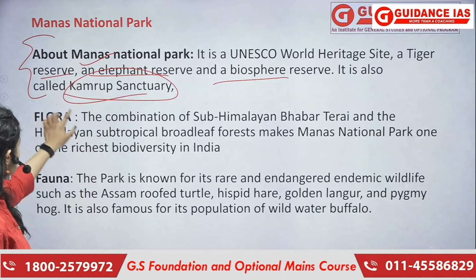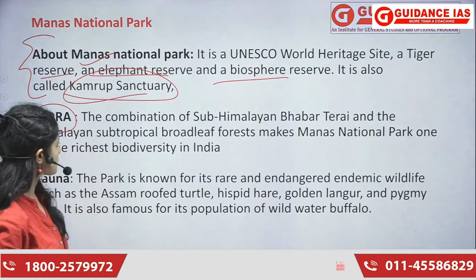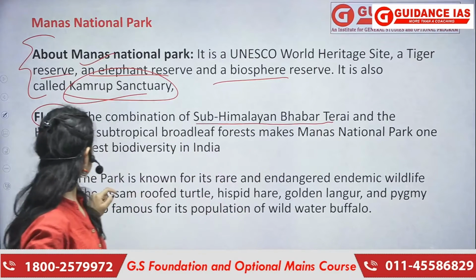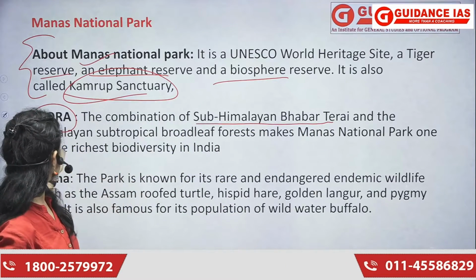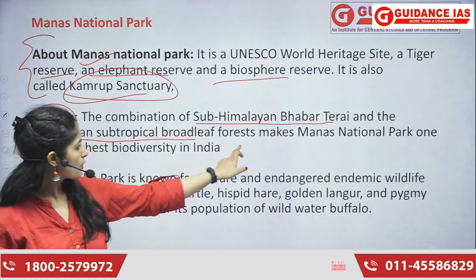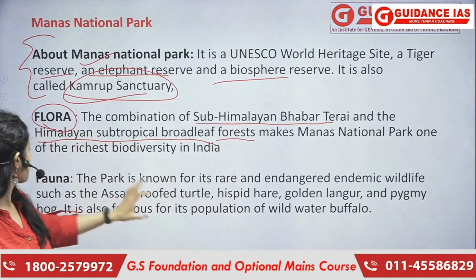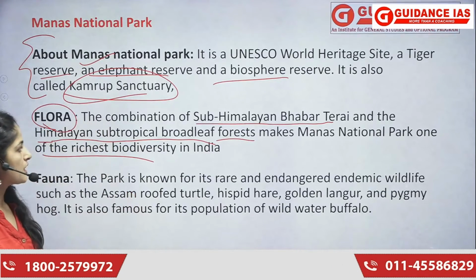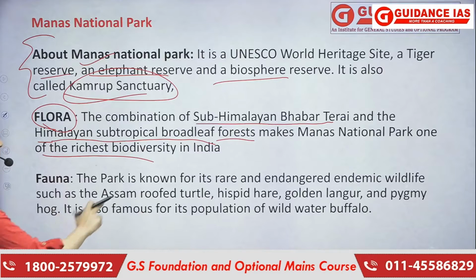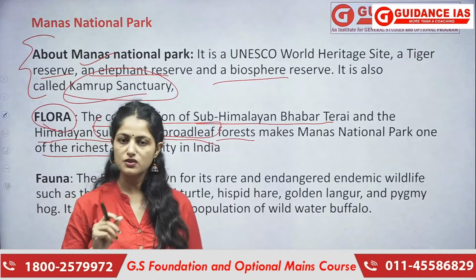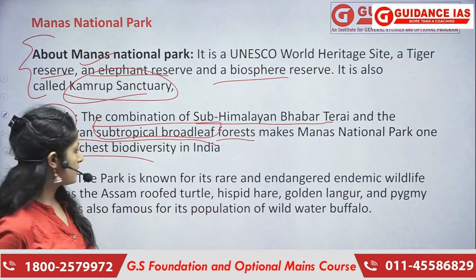If we talk about the plant species we find here, so sub Himalayan bhabar terai का ये combination है, and this is a combination of this and the Himalayan subtropical broadleaf forest, which makes Manas Park one of the richest biodiversity in India, because it is a combination of Himalayan bhabar terai and Himalayan subtropical broadleaf forest जो कि यहाँ पर मिलते हैं. That is why it is one of the richest area in our country.